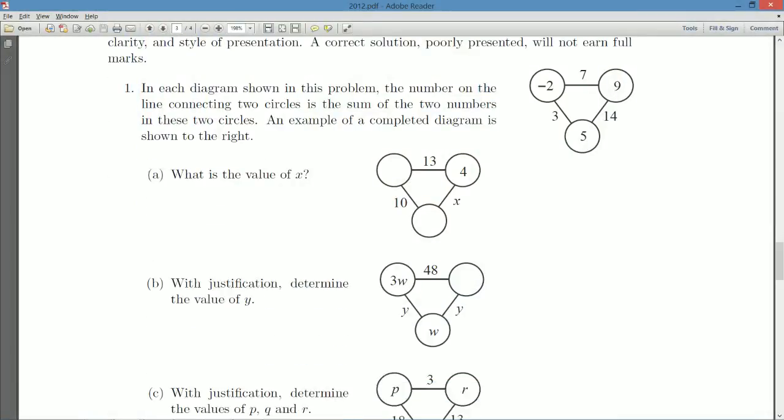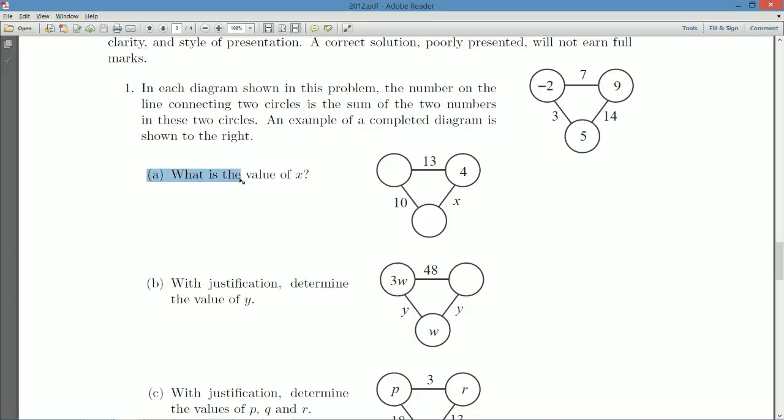Alright, so question 1. In each diagram shown in this problem, the number on the line connecting the 2 circles is the sum of the 2 numbers in these circles. An example of a completed diagram is shown to the right. So inside the circles we have 5, 9, and -2. And on the lines connecting these, we have -2 plus 5 is 3, 5 plus 9 is 14, and -2 plus 9 is 7. Okay, so the line is the sum of the 2 circle spots. Doesn't seem that tricky of a concept.